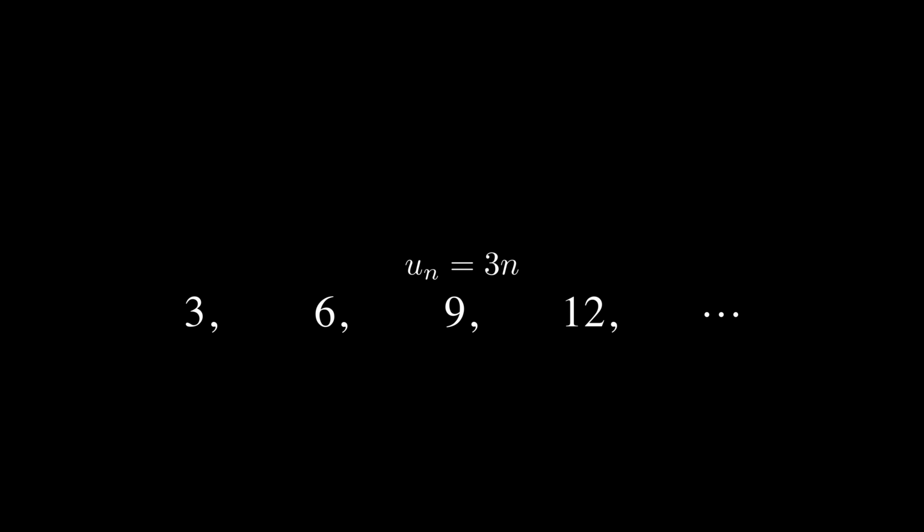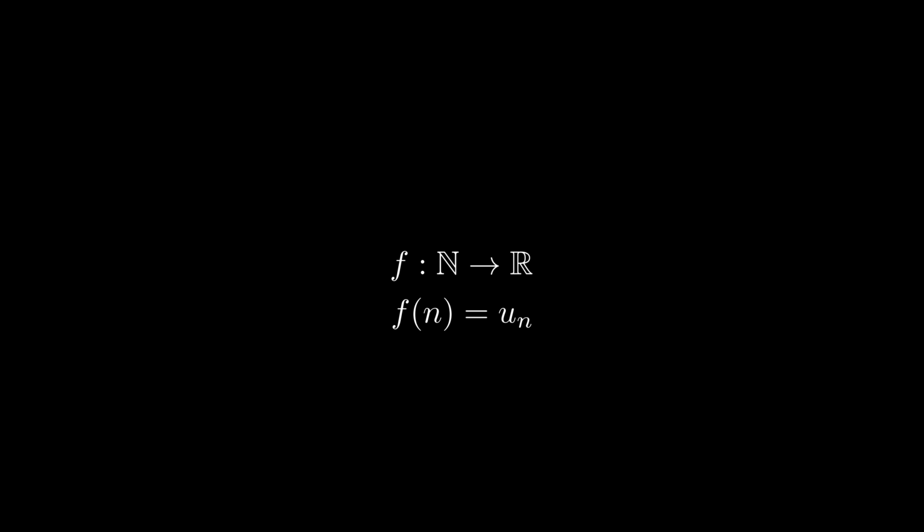In a way, we can see sequences as a type of function, just like the ones we're used to, but simply a function from the natural numbers instead of all real numbers. A function f defined by f of n equals un, where u of n is our sequence.